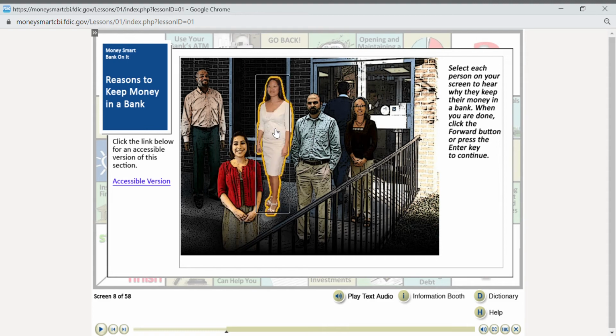I opened a bank account to save money. Using a bank is much cheaper than when I used to cash my paychecks at check cashing services.